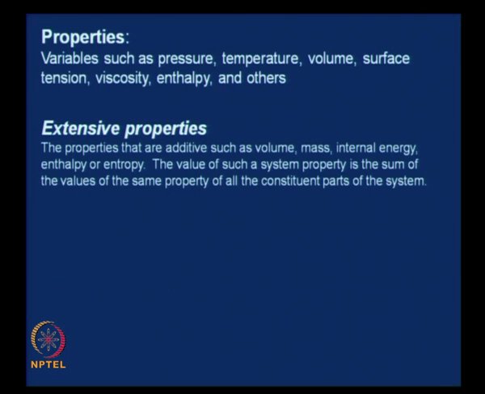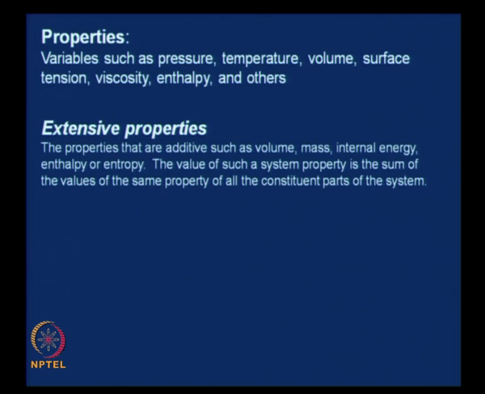Extensive properties are the properties that are additive. You have more of the substance and you have more value of the property. For example, you take some amount of a substance, you add an equal amount of the substance, the volume of the substance could be 2V if the initial volume was V. Therefore the properties such as volume are additive, mass is additive, internal energy is additive, enthalpy is additive, entropy is additive, and so on. Okay. So the properties of the system that are additive are called extensive properties.